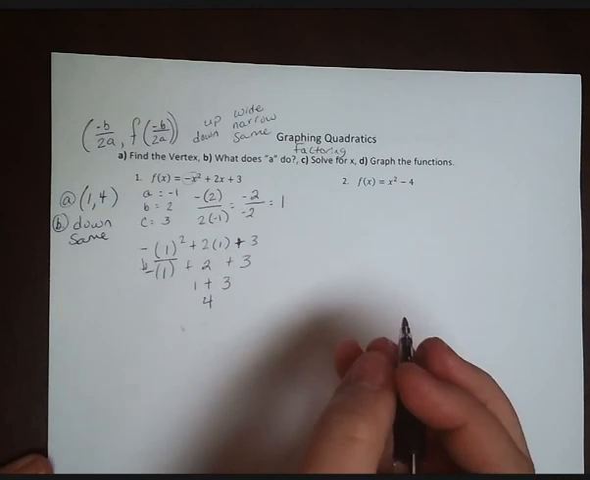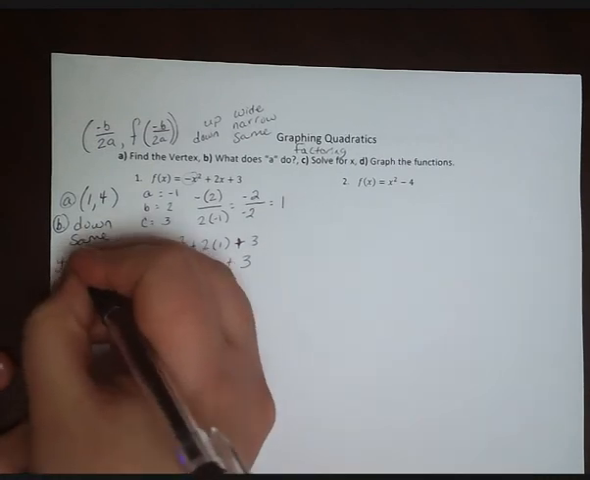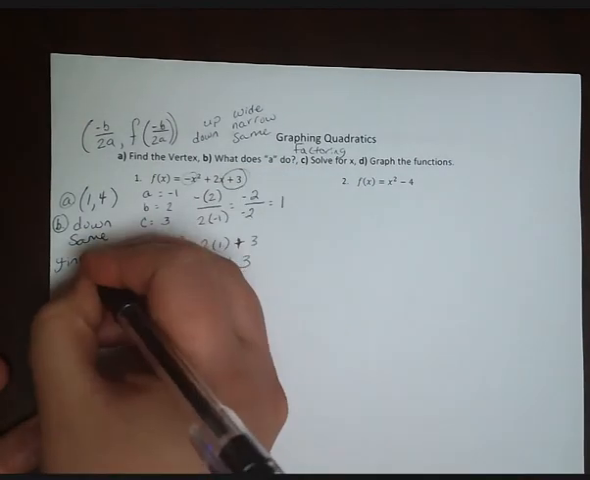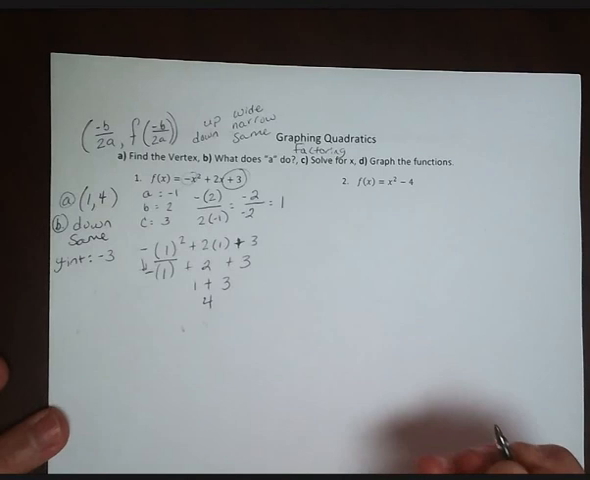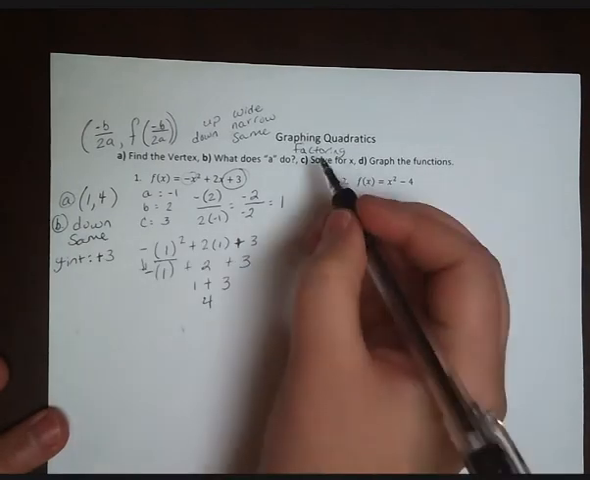I said that I did want to do the y-intercept. So the y-intercept is always your c value. So in this case, it's a negative 3. I'm sorry, positive 3. That's a plus 3. Sorry about that, guys. And then solving for x.